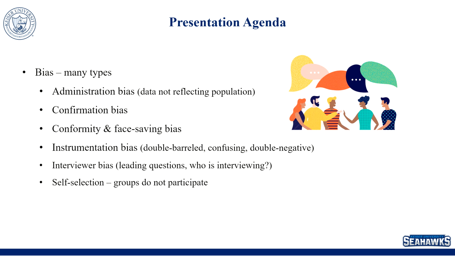And then finally, self-selection is where certain groups do not participate because they choose not to, maybe because they find the subject matter inflammatory or not socially acceptable, or it's against their political beliefs or whatever it may be. And so what ends up happening is the survey data becomes extremely biased because of these groups that do not participate.